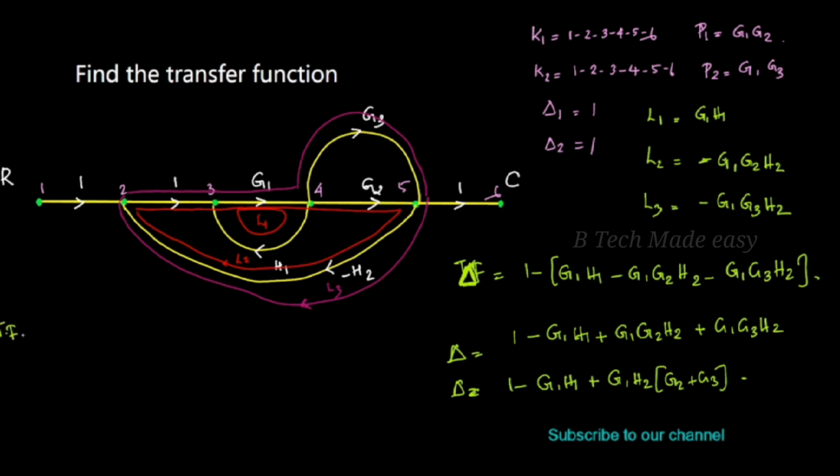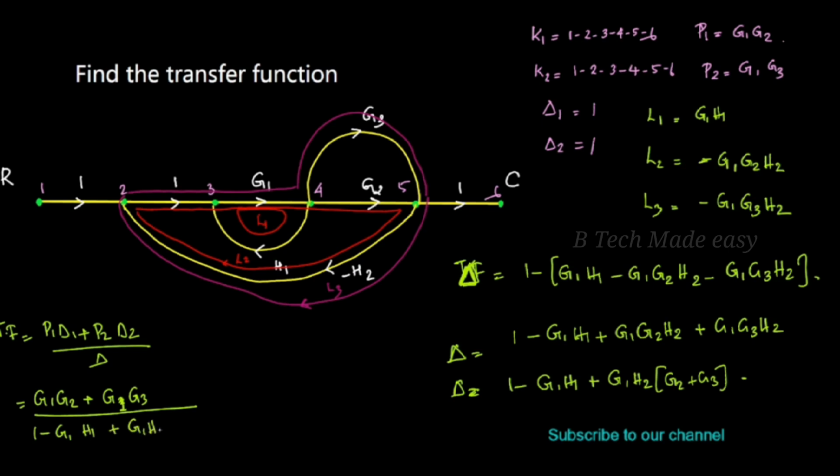So what is the transfer function equation? The transfer function is (P1 delta 1 plus P2 delta 2) by delta. What is P1? G1 G2, plus P2, which is G1 G3, the whole divided by 1 minus G1 H1 plus G1 H2 into (G2 plus G3). This is the transfer function of the given signal flow graph.